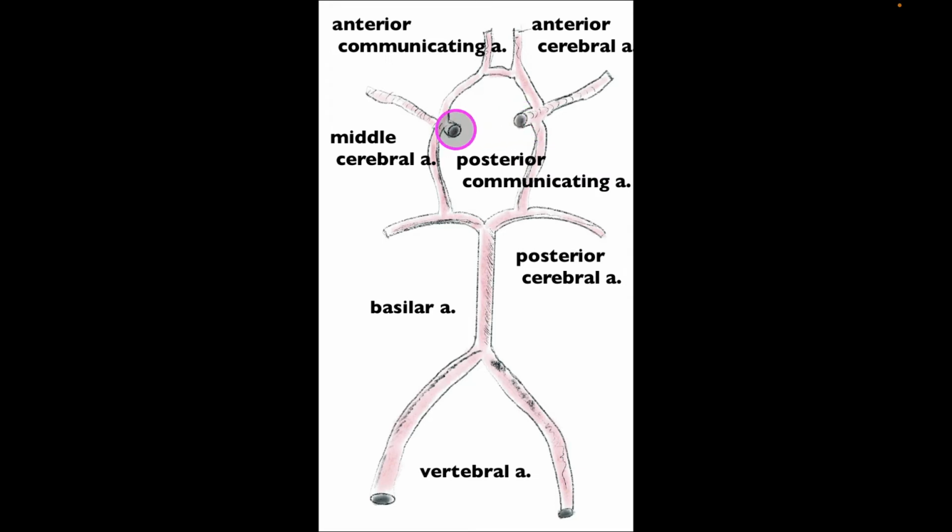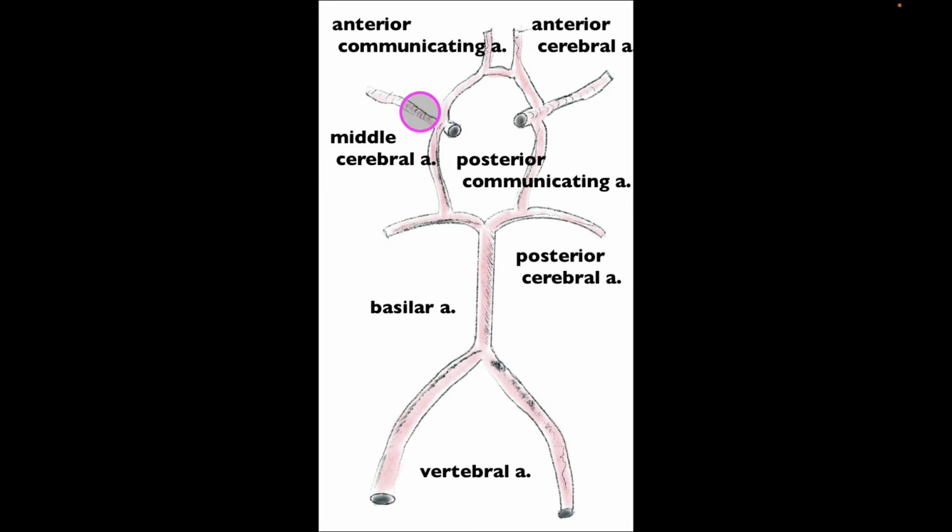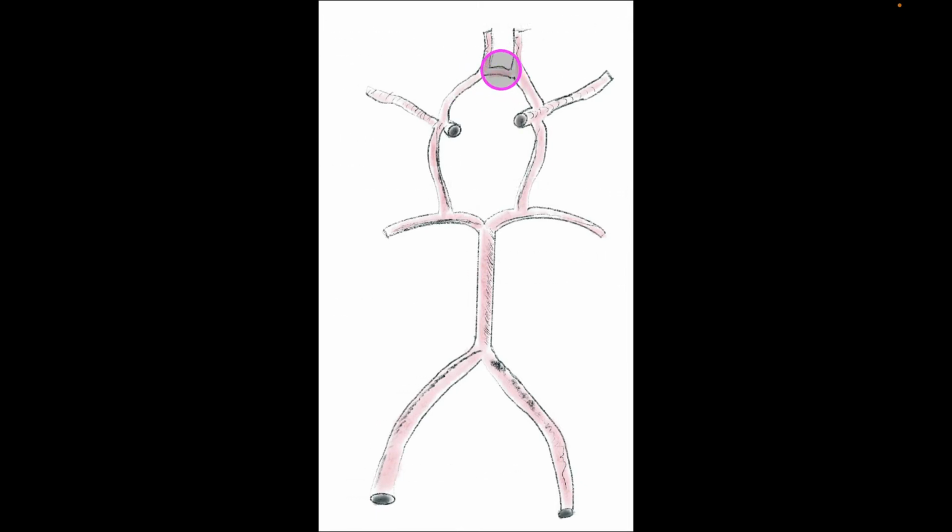In black right here, this is where the internal carotid artery meets the circle of Willis. There is one textbook I have found that actually includes the internal carotid artery as part of the circle of Willis. No textbook includes the middle cerebral artery as part of the circle of Willis. So once again, vertebral arteries, basilar artery, posterior cerebral artery, posterior communicating arteries, middle cerebral artery, anterior cerebral arteries, and the anterior communicating artery.